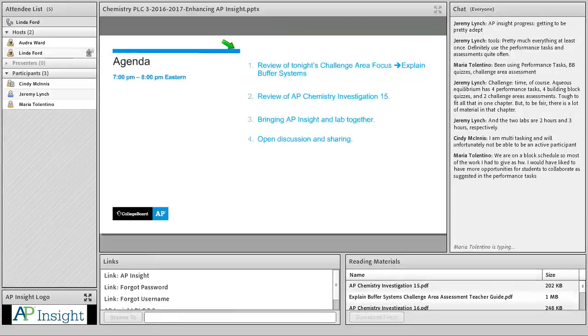Tonight what we're going to do is look at the challenge area, explain buffer systems, and see how it would integrate into a chemistry lab investigation. The one that's been targeted is number 15. I'm going to talk a little bit about how I integrate it into investigation number 16, bringing those AP Insight materials together with the lab, and then we'll have an open discussion at the end.